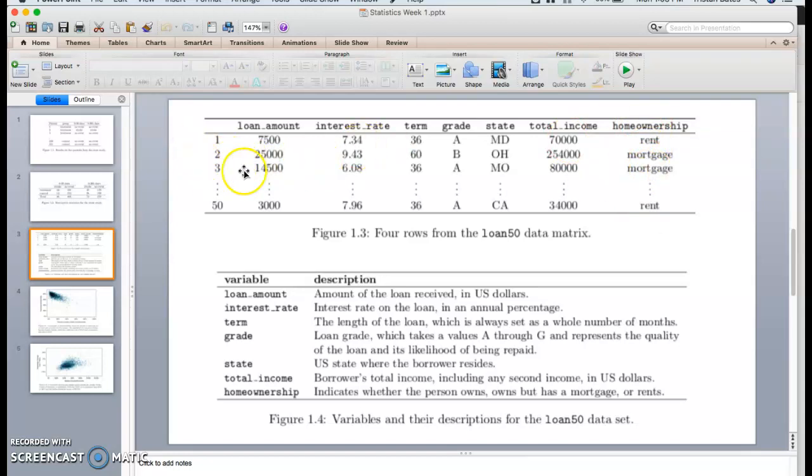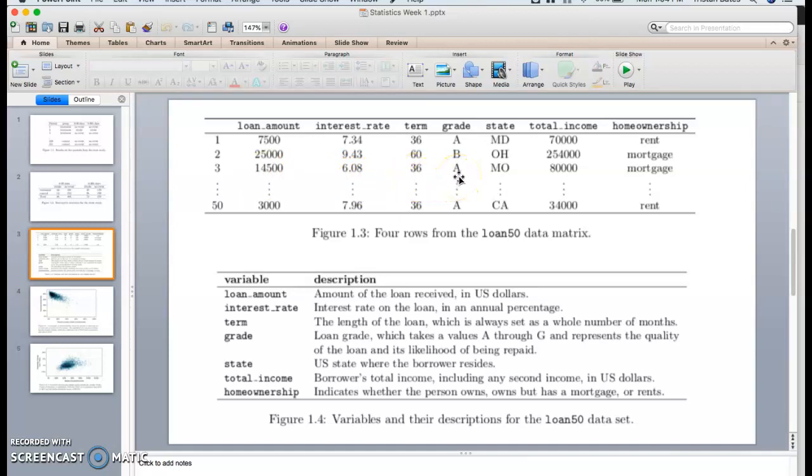So we have a bunch of different data here for this study. Each of these rows here, so row 1, 2, 3, all the way down, we'd refer to those as cases or observational units. So each of those is an individual case. So this person right here had a loan amount of $14,500 and an interest rate of 6.08 for 36 months.